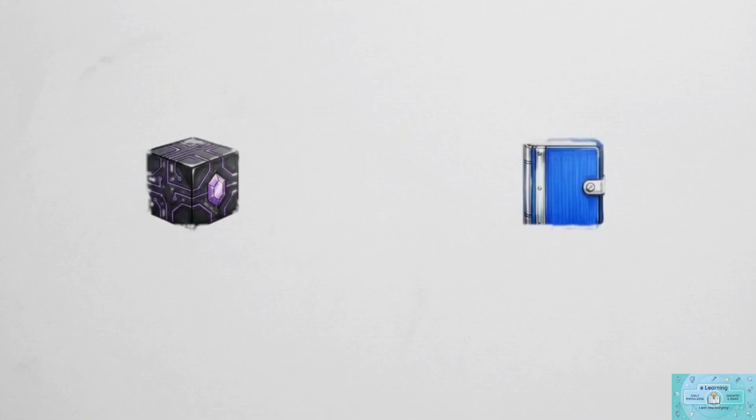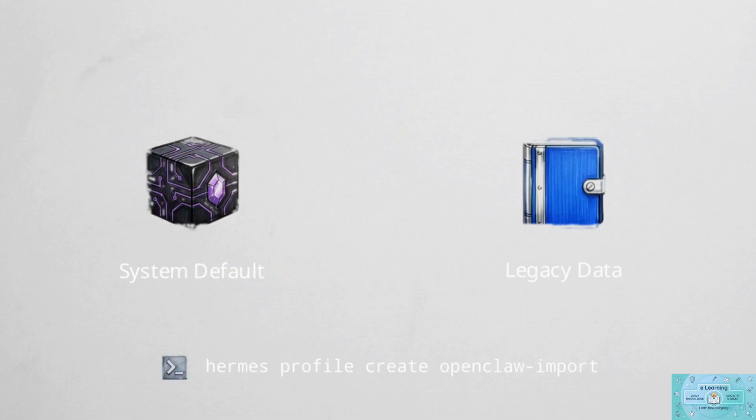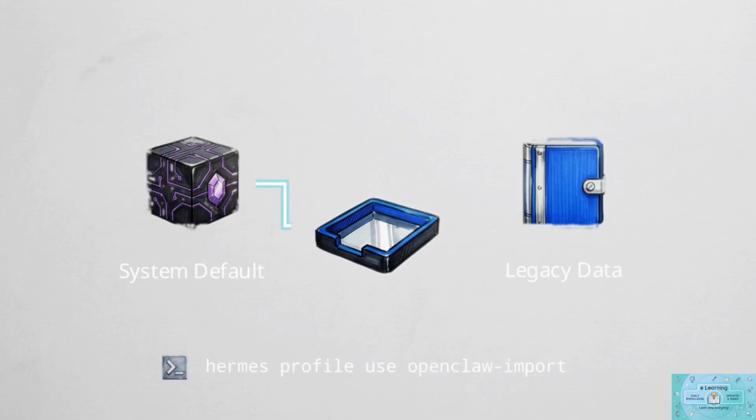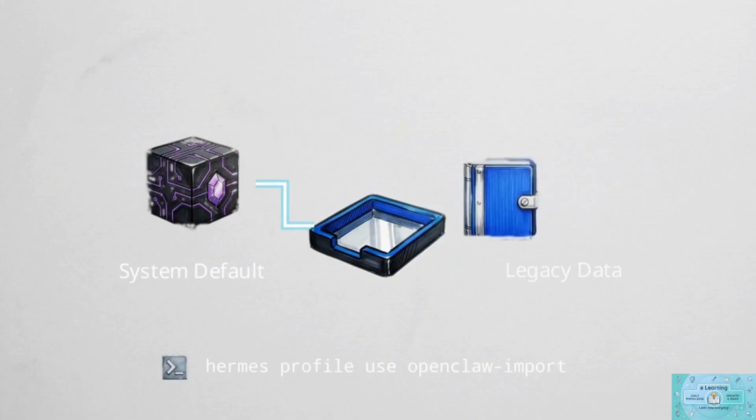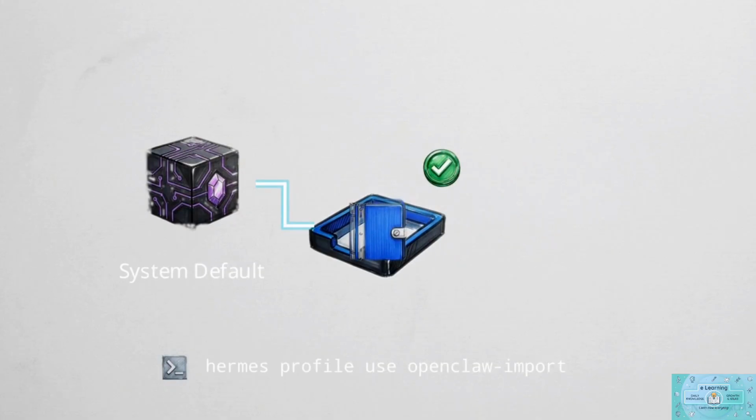Before moving any existing files, we need to create a migration profile. Think of this as a quarantine zone, keeping your old data completely separate from any default Hermes settings. In this diagram, you can see how we isolate the data. To build this container, type Hermes profile create openclaw-import. Now instruct the system to actively target this new sandbox by typing Hermes profile use openclaw-import.